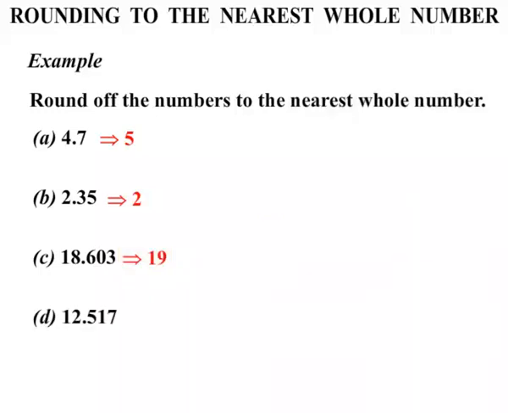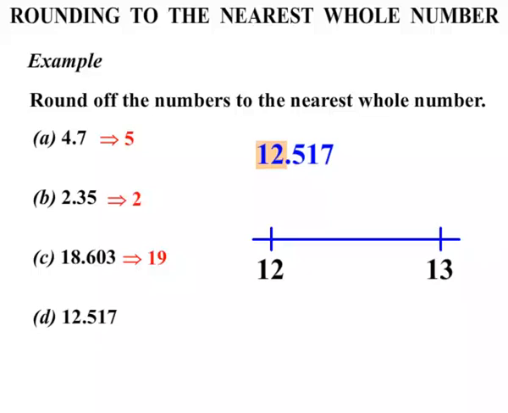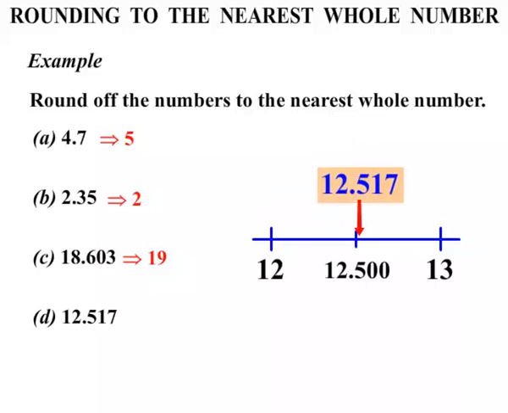Next one, 12.517. Well, our whole number part is 12. We've got a little bit extra, 0.517. So on our number line, let's think 12. Our next whole number is 13. And what's right in the middle of 12 and 13? 12.5. So we have 12.517 we're thinking about. It's got 3 decimal places. We might think of the 12.5 as 12.500. That makes that number a little bit easier to place. Now, where do you think it would be? Well, it's just to the right of 12.500, isn't it? So let's put it there.